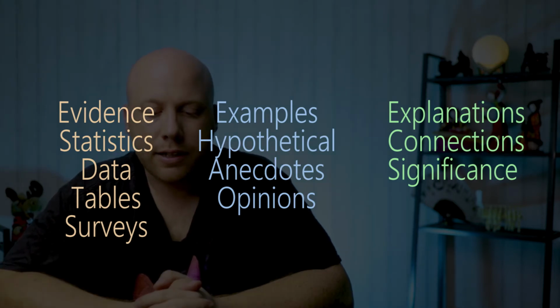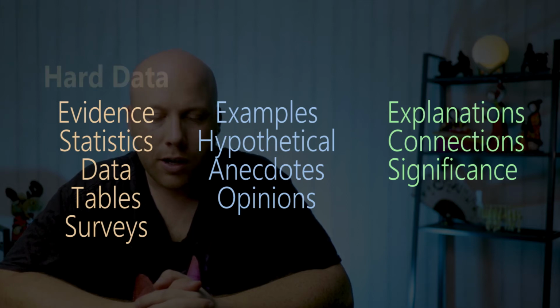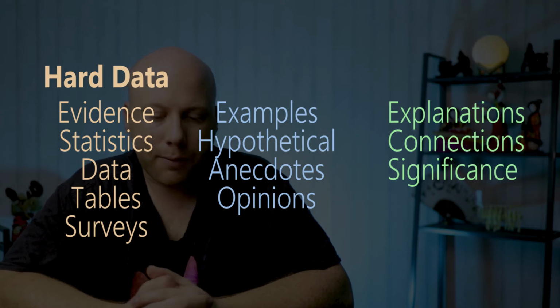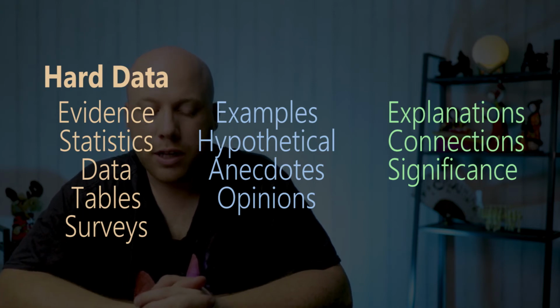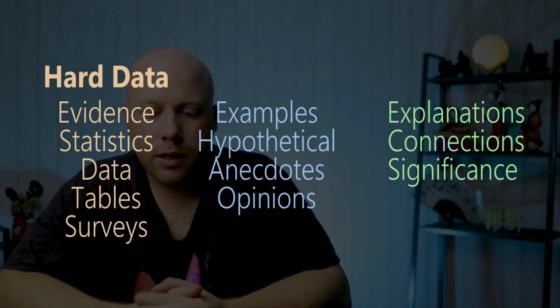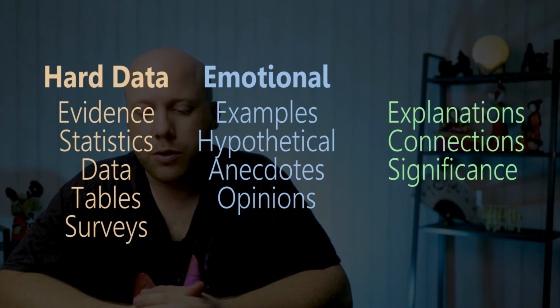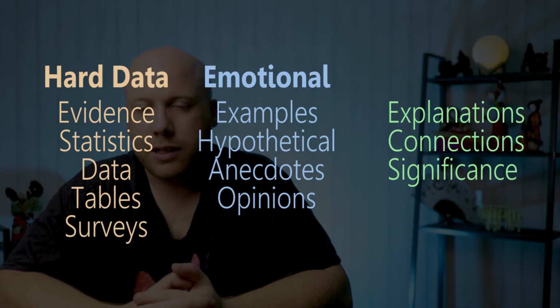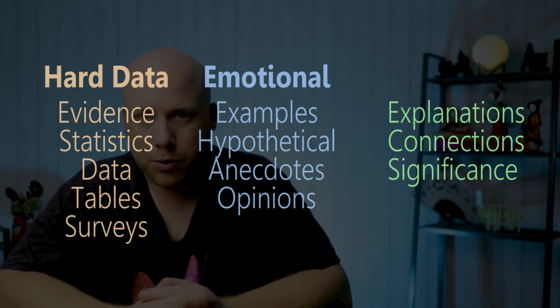Evidence, statistics, data, tables, raw data, and surveys are all types of hard data that can be used to strengthen your argument. However, not everyone is convinced by numbers. So using examples, creating a hypothetical situation, adding your opinion or anecdotes are ways to captivate your audience. They can be very effective when trying to convince someone from an emotional point of view. Also consider adding explanations, connecting your ideas to other ideas, and explaining the significance of what you're trying to prove.